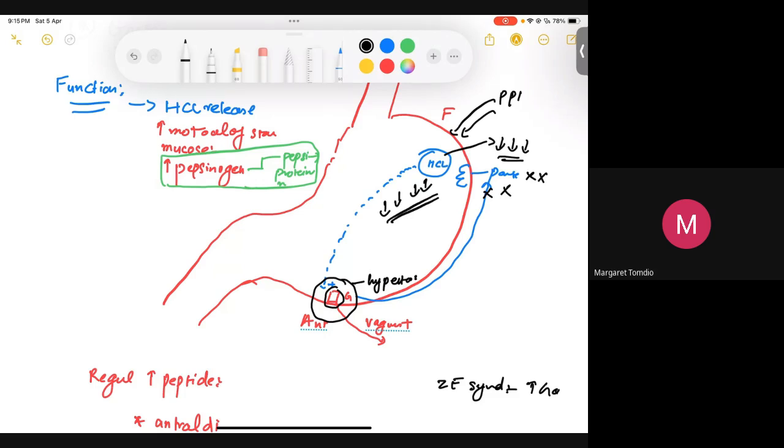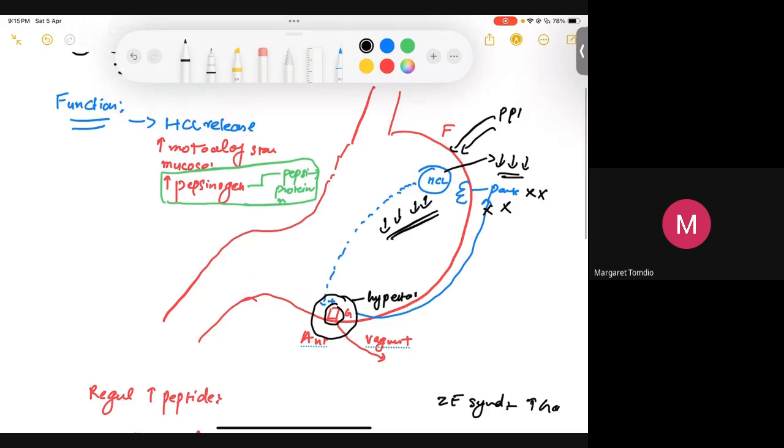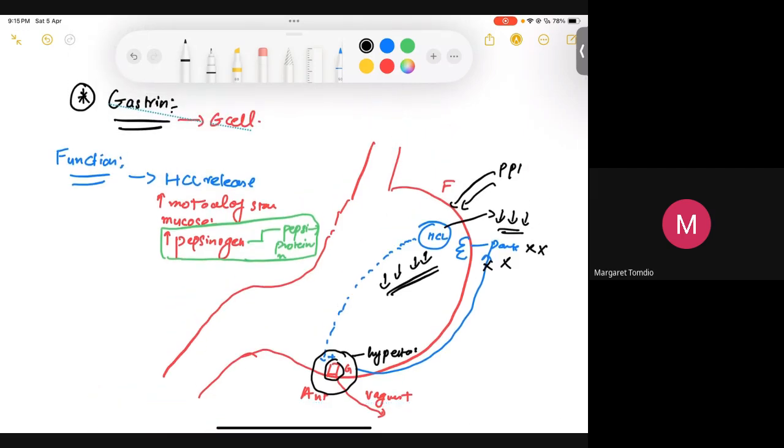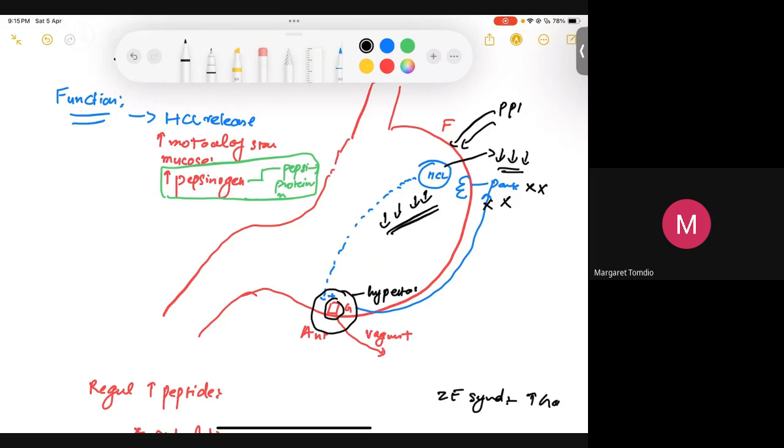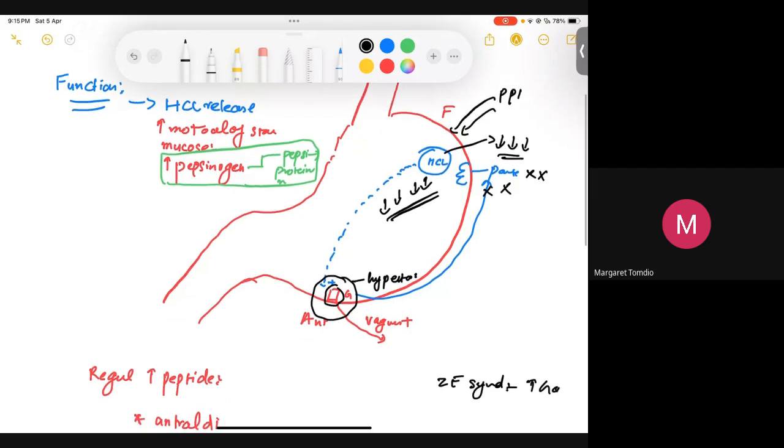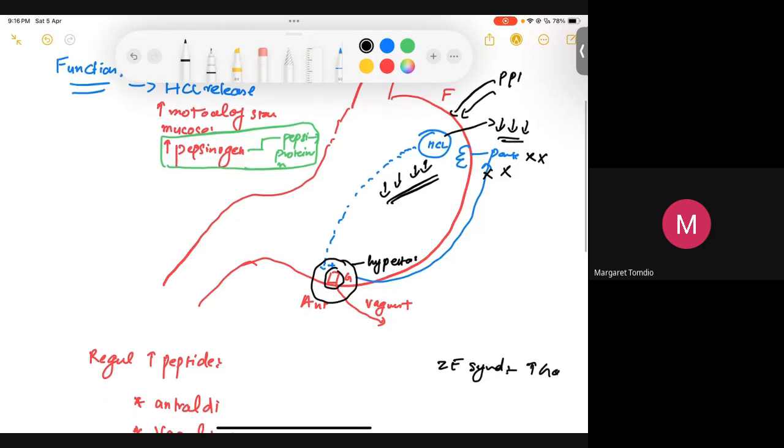So let me just give you a quick overview, then we'll be discussing our next hormone. We have gastrin. Gastrin comes from G cells. Where are G cells located? In the antrum of your stomach. Perfect. What's the function of gastrin? It acts on your parietal cells and releases a lot of HCl. HCl in turn suppresses your gastrin release, a negative feedback inhibition, right? What else? It increases the motility of your stomach. It also increases pepsinogen, which is converted into pepsin, which degrades proteins, so it helps in protein digestion.